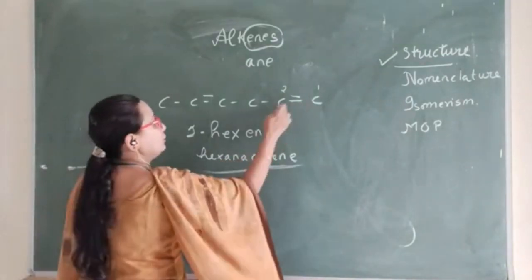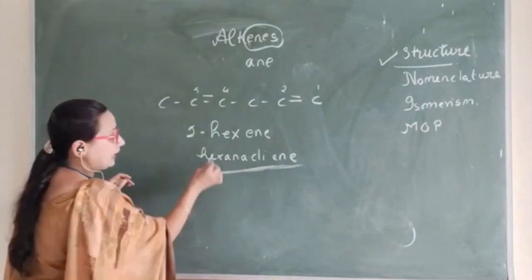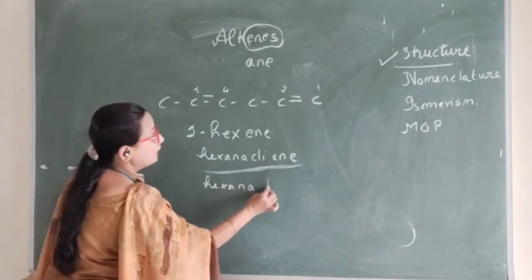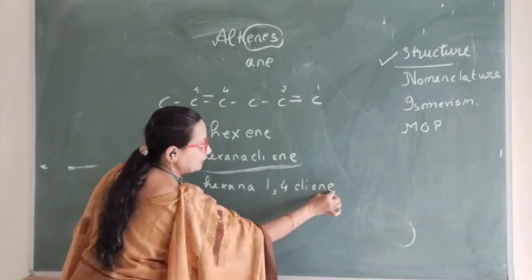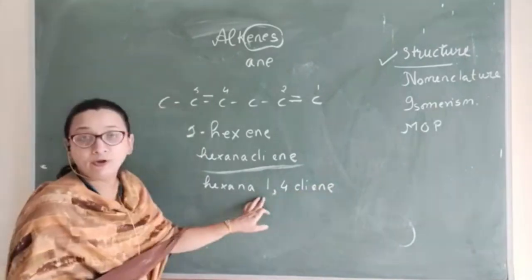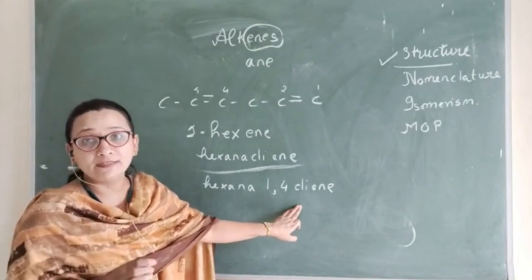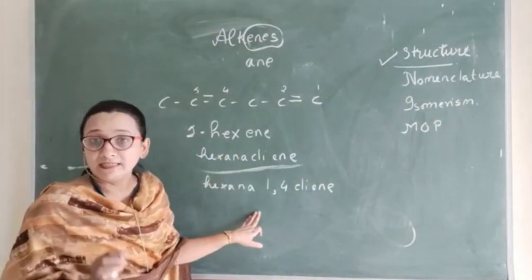So it is 1, 2, 3, 4, 5. So it is nothing but hexane 1 and 4 diene, because the 1st and the 4th positions are double bonded. So this is again what we call the nomenclature of alkenes or the nomenclature of dienes.